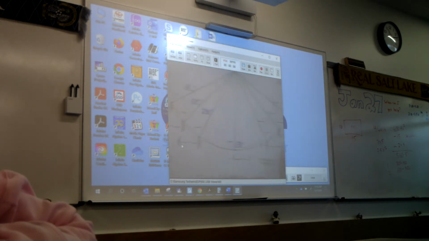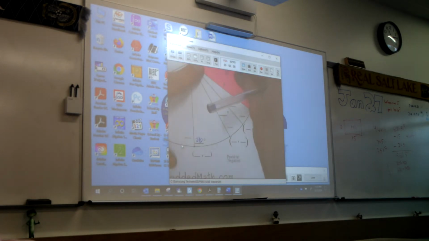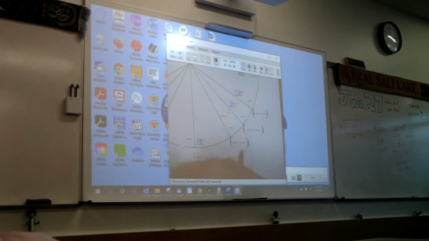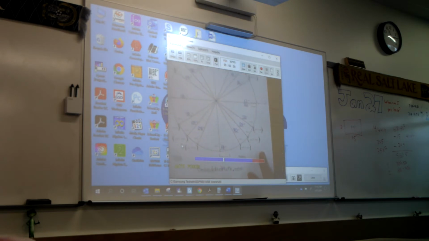Great, now that's going to take us over to the fourth quadrant. What are we going to do here? Thanks, Melissa. We're going to subtract it from 360. So here's 360 minus 30 is 330. 360 minus 45 is 315. And lastly, 360 minus 60 is 300. And that will be all of our angles in degrees.